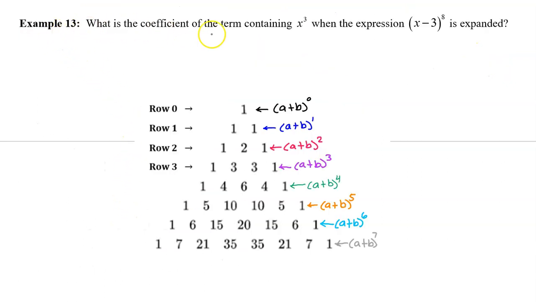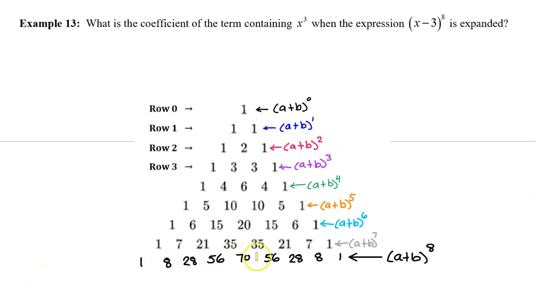Let's do example 13 without showing so much work. What is the coefficient of the term containing x to the third power when the expression x minus 3 to the eighth power is expanded? Looks like I need to add one more row to my triangle. Here's one more row for a plus b to the eighth power. Again, I got these numbers by adding 1 and 7 to make 8. 7 plus 21 makes 28, and so on.